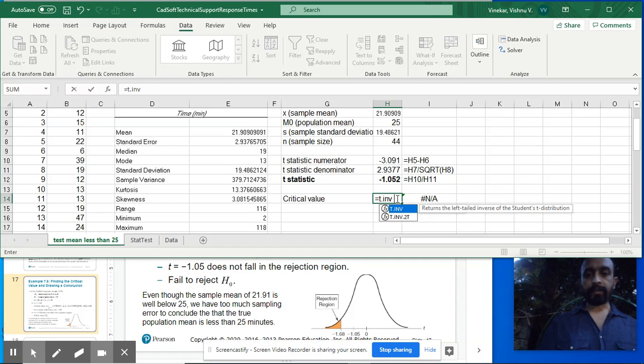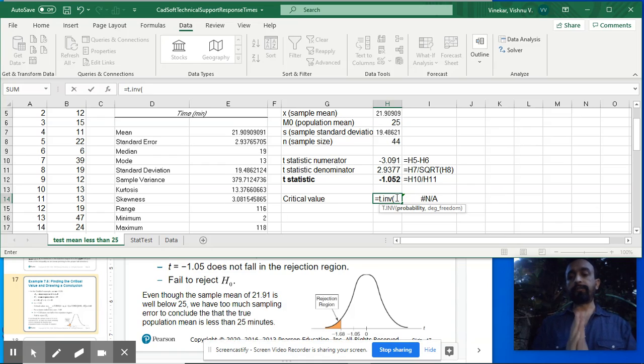Okay, so let's open the parenthesis and then it tells you probability and degrees of freedom. Okay, so the probability is how confident we want to be of our result. So let's assume we want to be 95% sure. Okay, this is a standard in hypothesis tests. So when the probability is not given, you take it as 95. Okay, so let's write in 0.95, which is 95%.